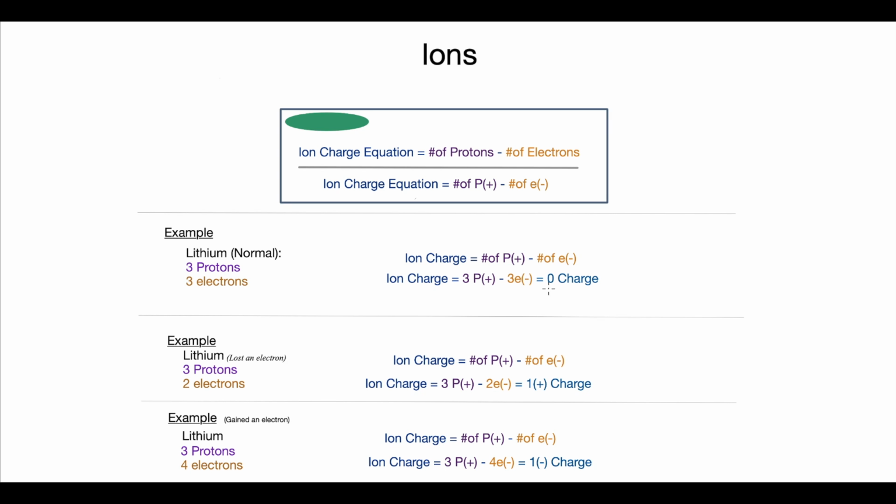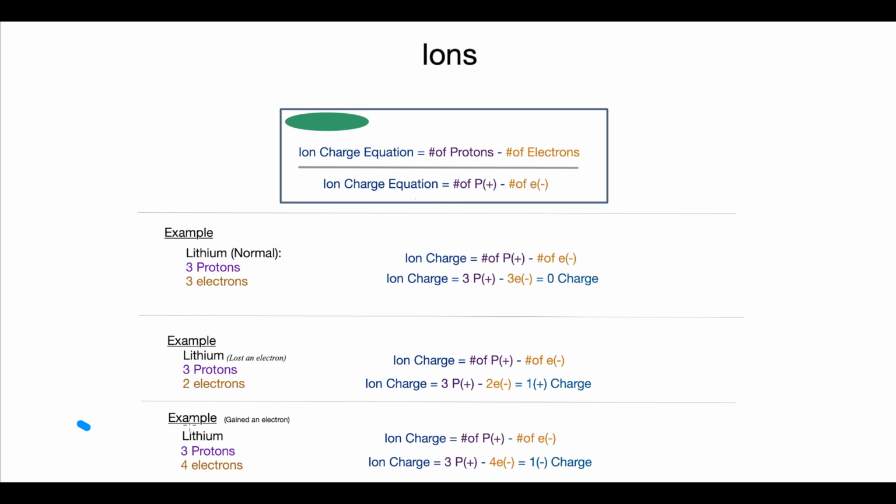The next two examples are just imaginary equations to show the difference between a positively charged atom versus a negatively charged atom. Now in example 2 right here, we see that lithium has lost 1 electron. It has 3 protons and 2 electrons. The ion charge is 3 protons minus 2 electrons, which is 1 positive charge. So the overall atom is positively charged.